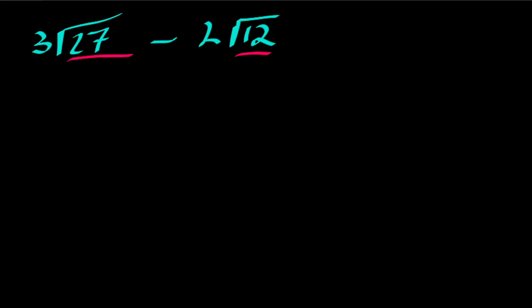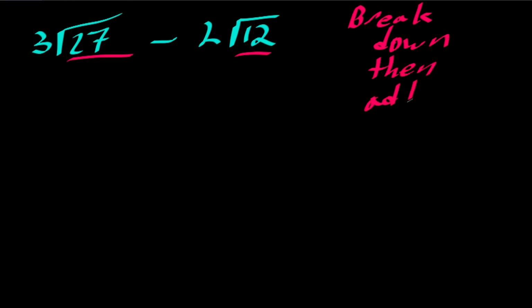However, here's what you have to watch out for. Sometimes you may have to break down the radical, then add or subtract. And that's exactly what happens here. If we break down these two radicals, it could be the case that we break down 27, or the square root of 27 and the square root of 12, and we still can't add these.